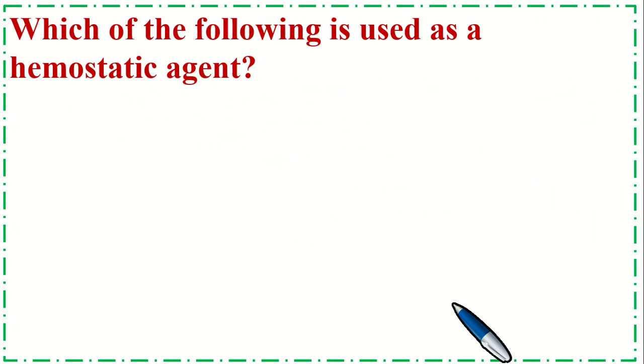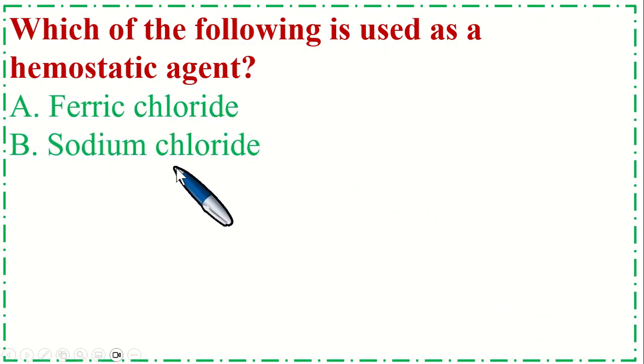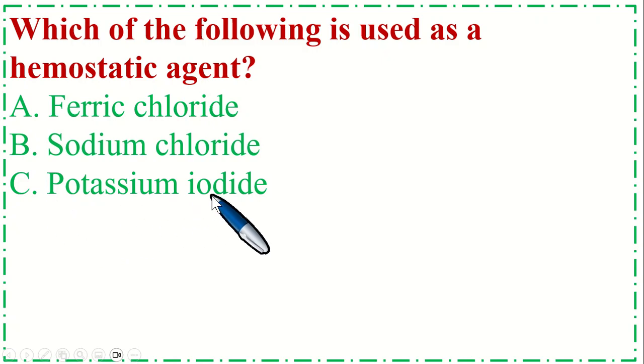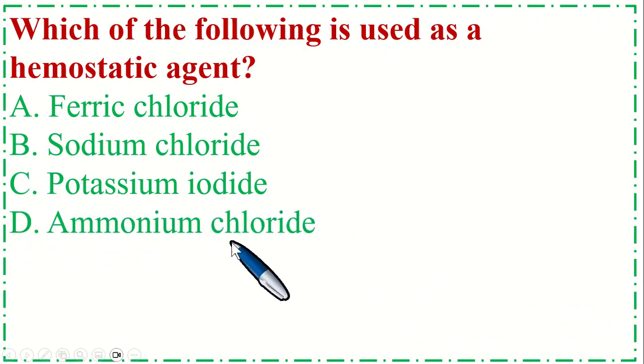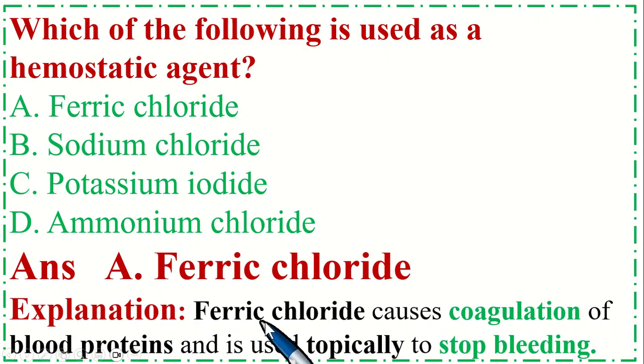Which of the following is used as a hemostatic agent? Option A, ferric chloride, B, sodium chloride, C, potassium iodide, and option D, ammonium chloride. So the correct option is A, ferric chloride. Ferric chloride causes coagulation of blood proteins and is used topically to stop bleeding.